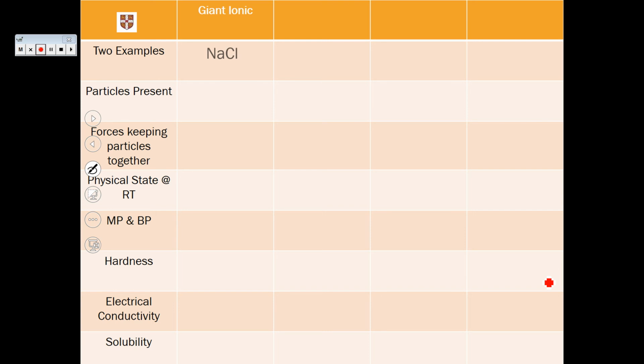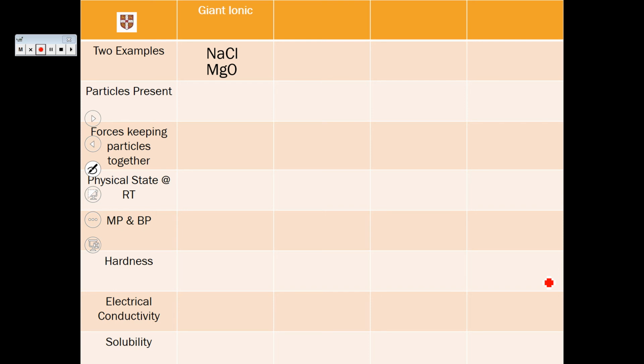Okay, so giant ionic is first. Example of giant ionic is any ionic compound. The giant part is just something that the ACE people like to put in front of the word ionic, but it's just normal ionic that we've been talking about. So 2 examples, NaCl and MgO. Again, it's between a metal and a nonmetal.